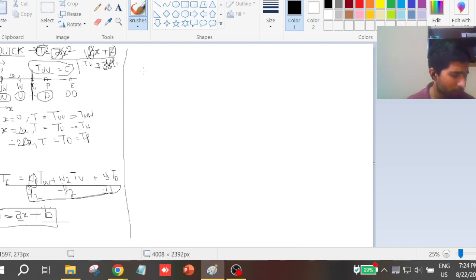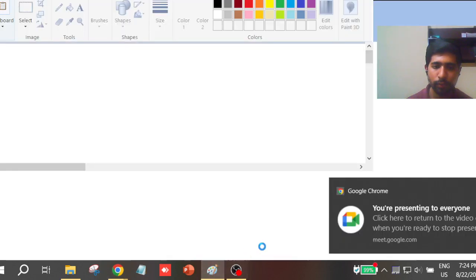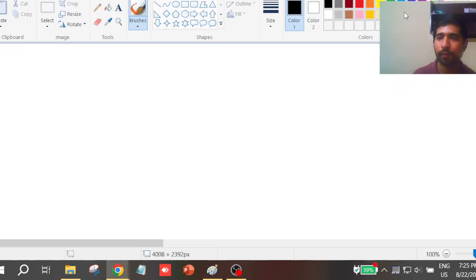Are there any queries till this point? If there are any queries, just write on the chat box. I think Siva had a question regarding this delta x. Siva, is this understood now? This cell Peclet number dependence on delta x. Can you just write down on the chat box?